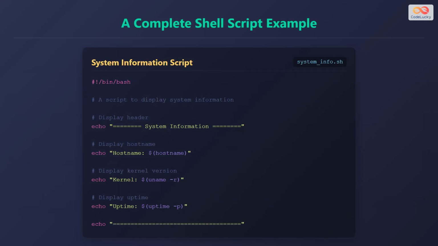Let's look at a complete shell script example, which is named system_info.sh. This script displays system information, such as the host name, kernel version, and uptime. The script starts with a shebang, followed by comments explaining what the script does. It then uses the echo command to display a header, followed by the host name, kernel version, and uptime. The hostname, uname -r, and uptime -p commands are enclosed in $( ) parentheses, which means their output will be substituted into the echo command.